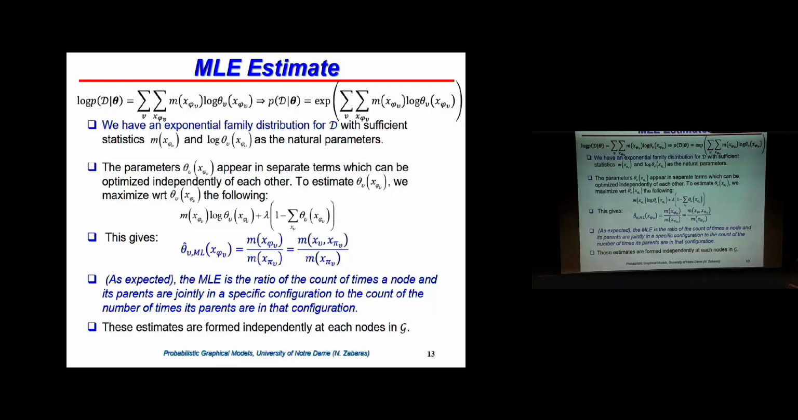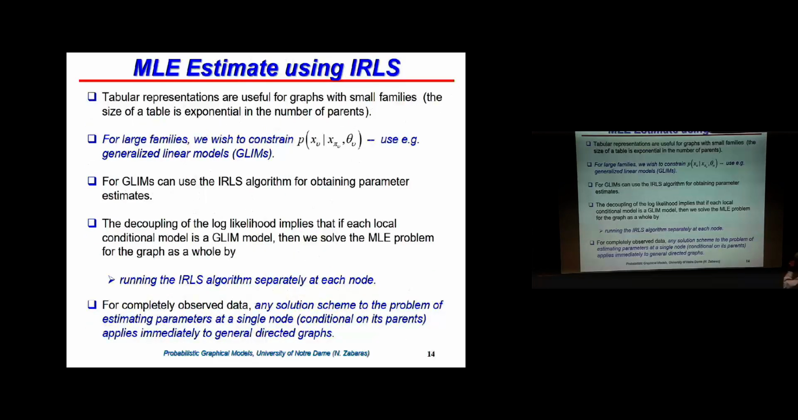Again, this is for discrete distributions, and this is what you get. So the bottom line is that the MLE estimate for directed graphical models decouples, and you can solve these problems for each node separately. These partial counts are the sufficient statistics that you need, and they contain all the information relevant to this local MLE estimation problem for node V. So all these estimates are independent for each node V. This is very nice.